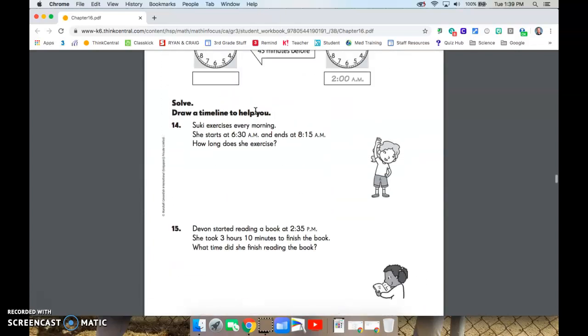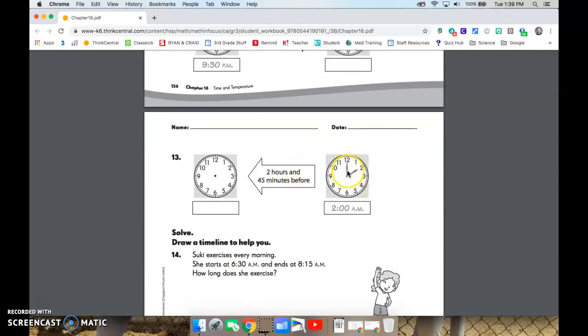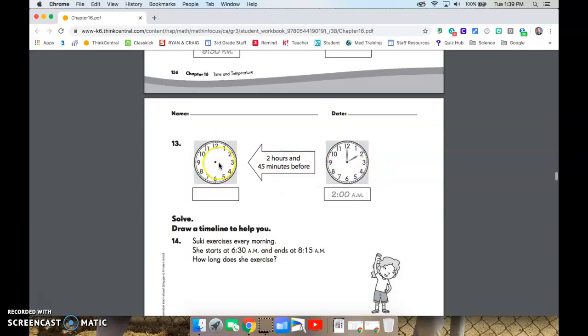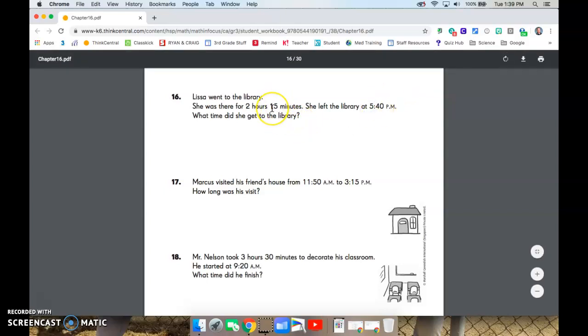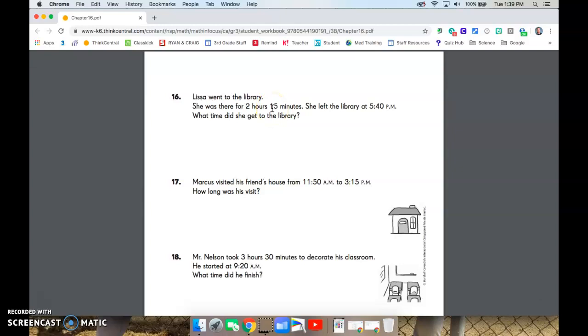This one's kind of like the last one. We know the time she left and we know how long she was there, but we don't know what time she got there. So she left the library at 5:40 p.m., and she was there for 2 hours and some minutes. So let's go back 2 hours. We go back 2 hours, it'd be 4:40, 3:40. Okay, so we're at 3:40, but then we also have to take away 15 minutes from 3:40. 40 minus 15 is 25, so 3:25 p.m.